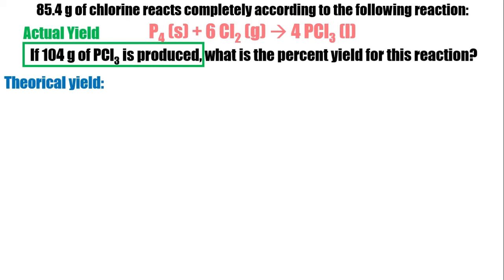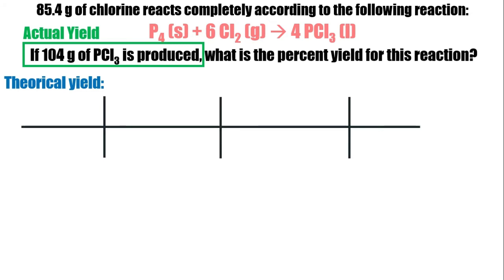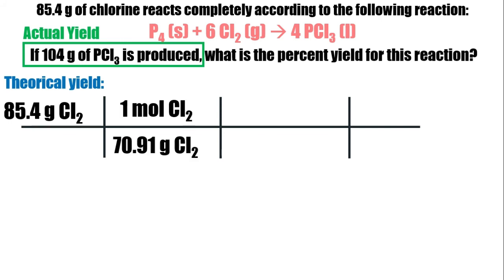Now to get that, we use the same method. Draw the table, write the given to the upper leftmost of the table. Again, it should be 85.4 grams of chlorine, not 104, because 104 is for the actual yield. Then we use the molar mass, grams in the bottom, to get the number of moles in the top. Then we have the moles of chlorine, we need to use the molar ratio.